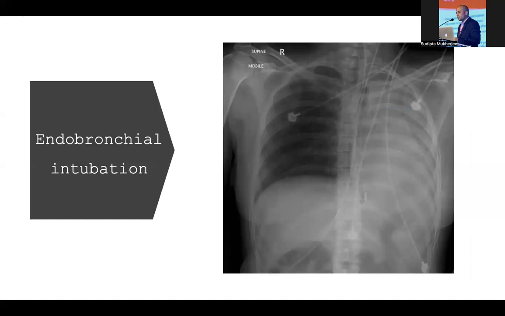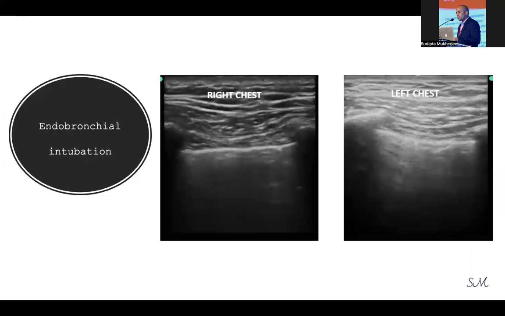Next, if the tube is in the endobronchus, yes, it can be identified easily because of the anatomical position of the right-sided mainstem bronchus. Mostly the endotracheal intubation happens on the right side, and there will be a concomitant collapse of the left lung. It can be confirmed in the ultrasound also.